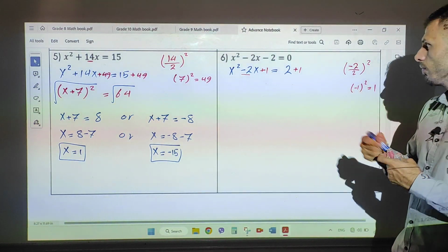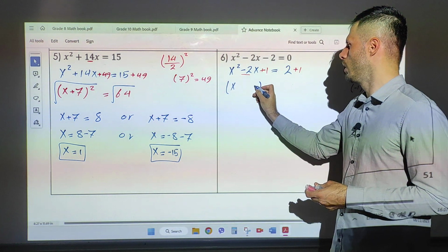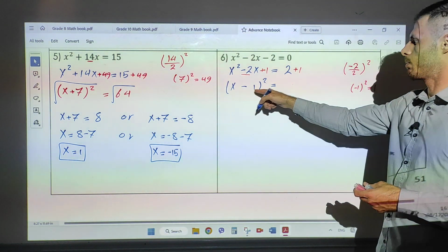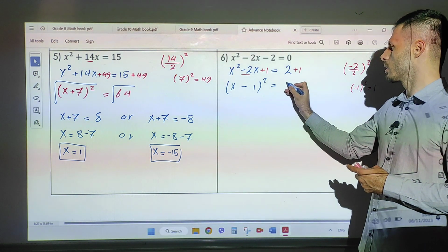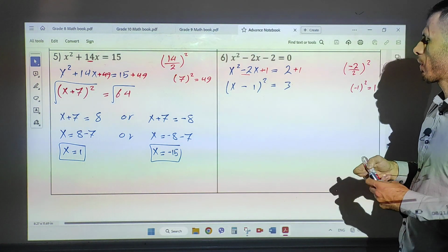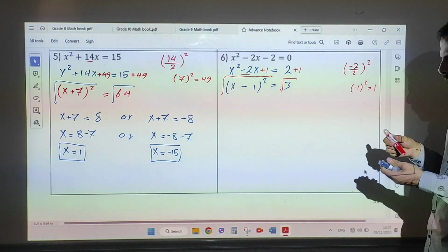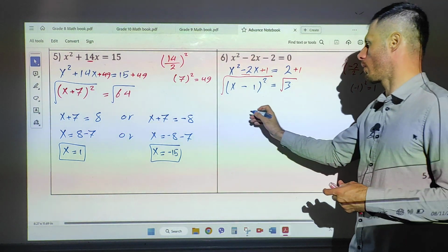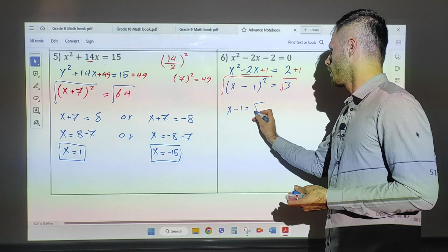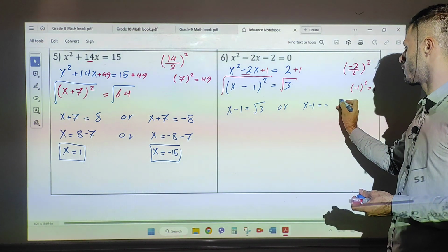Now we can make it a bracket power 2, which will be x minus 1, this is minus in between, power 2. It means x minus 1 power 2 equals 3, 2 plus 1. Then you will take the square root of both of the sides. Now we say x minus 1 equals square root of 3, because square root of 3 we cannot take it out. x minus 1 equals square root of 3, or x minus 1 equals negative square root of 3.